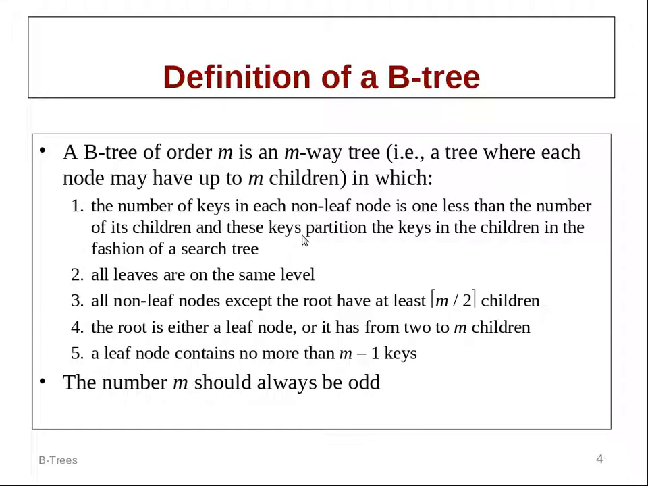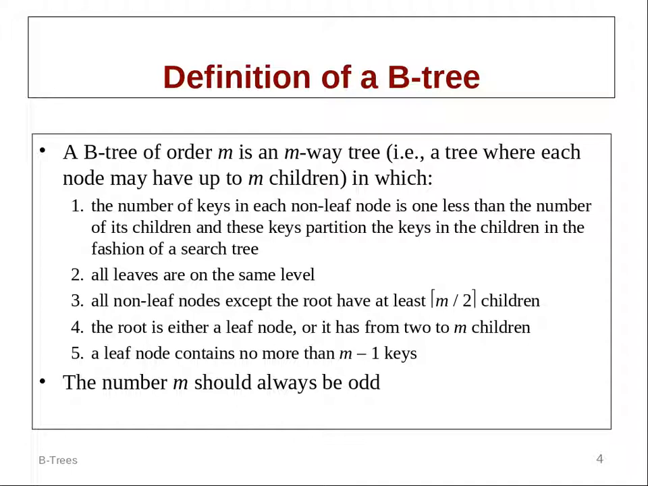Let's talk about a B tree real quick. A B tree of order m is an m-way tree, i.e. a tree where each node may have up to m children, that follows these 5 rules. These 5 rules must be maintained at each point in order for the B tree to still be a B tree.